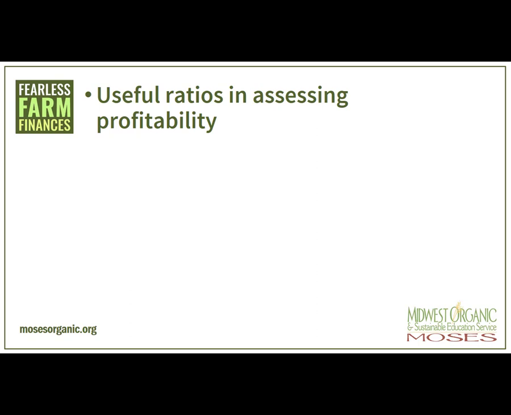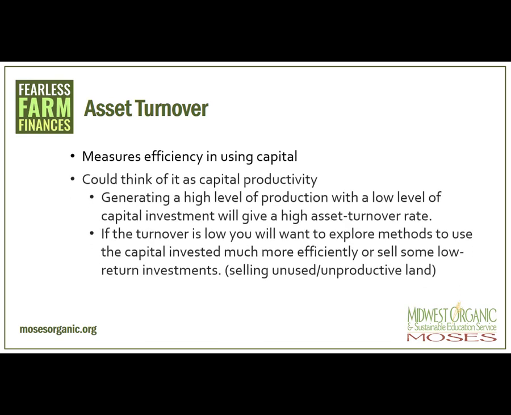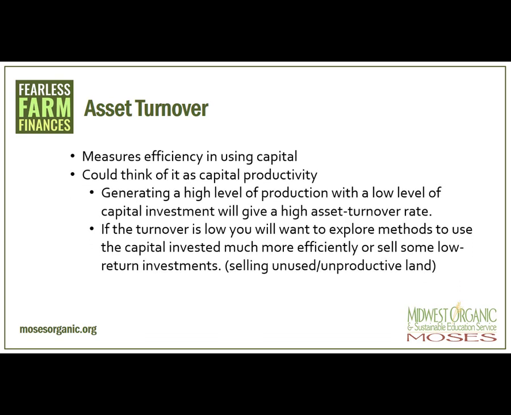So what are some useful ratios in assessing profitability in our businesses? Well, our asset turnover ratio and our operating profit margin. Those will be the focus of our presentation today. So let's just dive right into it and get into asset turnover. Asset turnover measures efficiency in using capital. You could think of it as capital productivity.